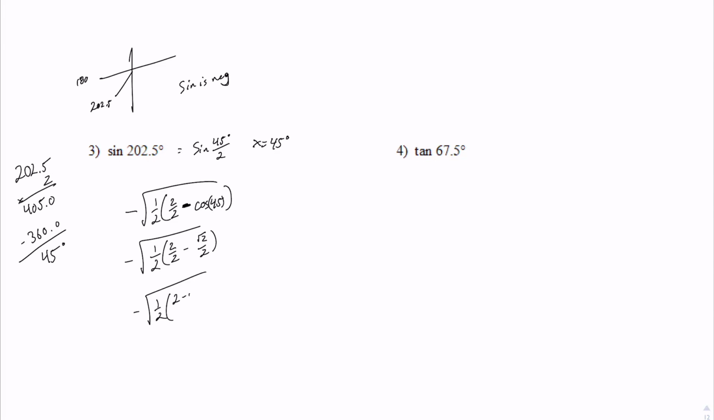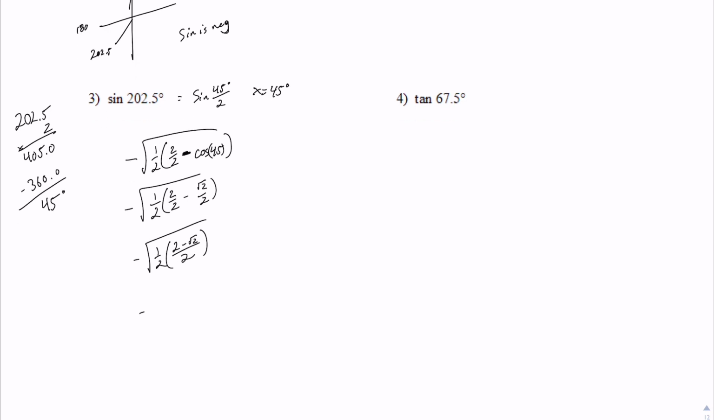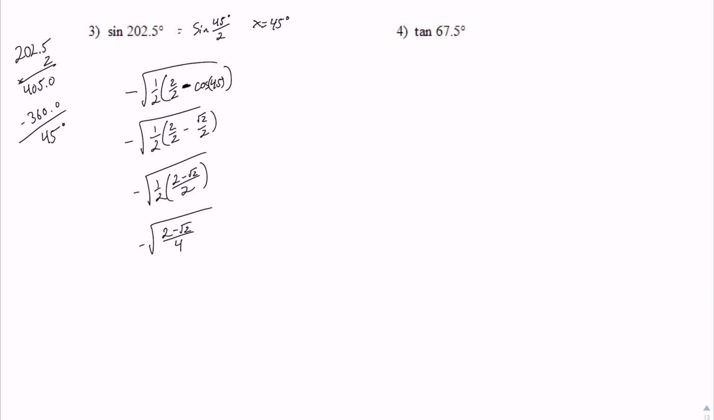So this would be 2 minus the square root of 2 all over 2, because you just combine the fractions. Now distribute the 1/2 into everything. So this would be 2 minus the square root of 2 over 4. Okay, and then finally simplify. So equals negative square root of 2 minus the square root of 2 all over 2, because the square root of 4 is 2. And we're done with that.